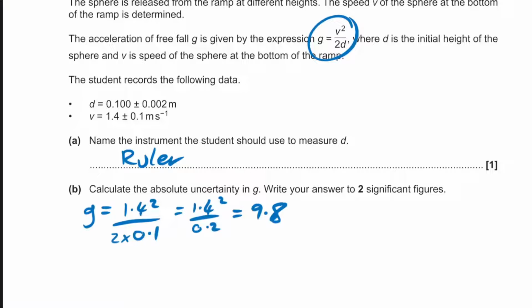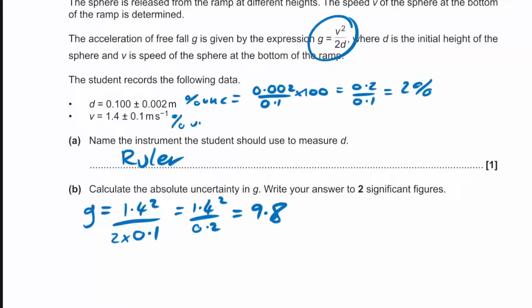Now we need to find out the percentage uncertainty. So the percentage uncertainty in D is equal to 0.02, sorry, divided by 0.1, then times that by 100. And so that gives us, well, it's going to be 0.2 divided by 0.1. And so there's just going to be 2%.